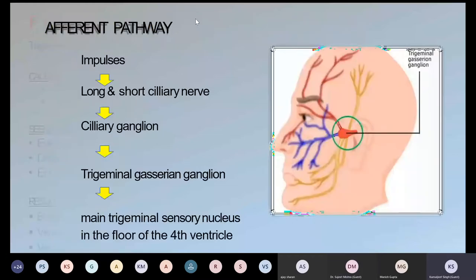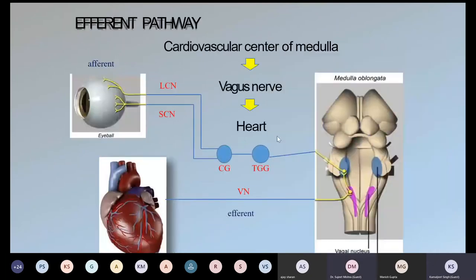These are the afferent pathways. And through the ciliary ganglion and trigeminal, it goes into the floor of the medulla. And from there, the efferents come. And through the vagus nerve, it goes into the heart. And there is this oculocardiac reflex. You suddenly get bradycardia. So you must have a hand on the pulse to look whether the patient is getting any bradycardia or not. So this can be there.